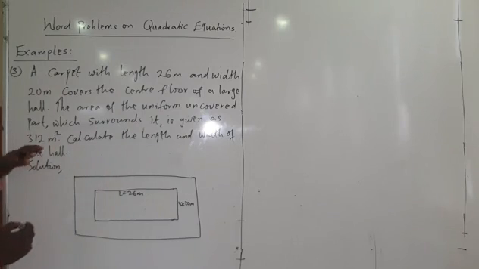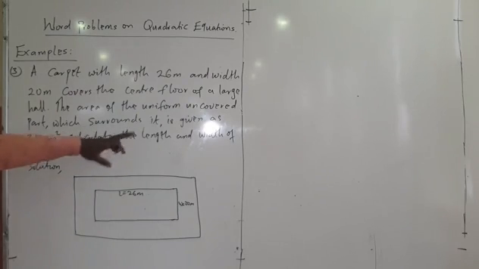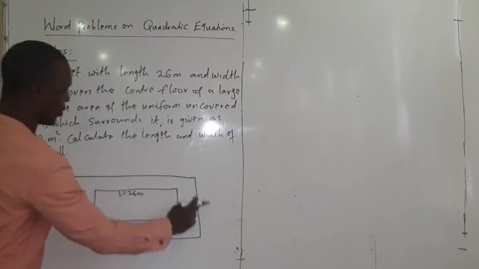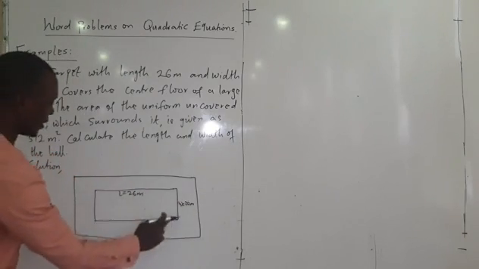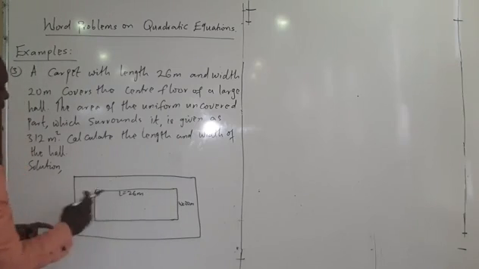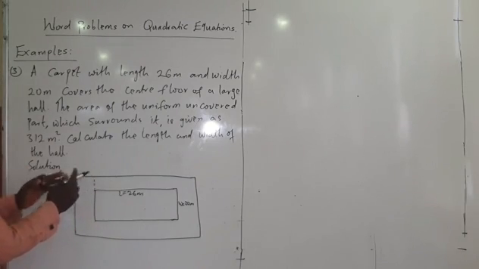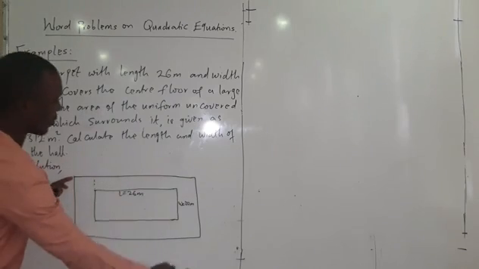So the area of the uniform uncovered part which surrounds it is given as 312. So calculate the length and width of the hall. So the length and width of the hall, this is the hall, and here is the rectangular carpet. So if you look at what we are looking for, we are looking for the length of the hall and the width of the hall.